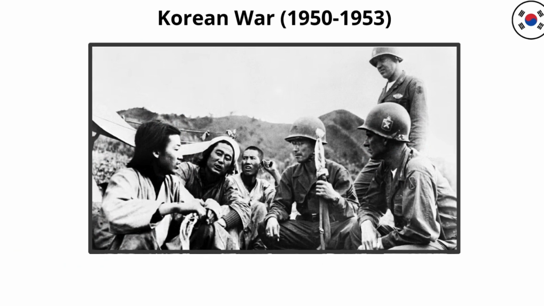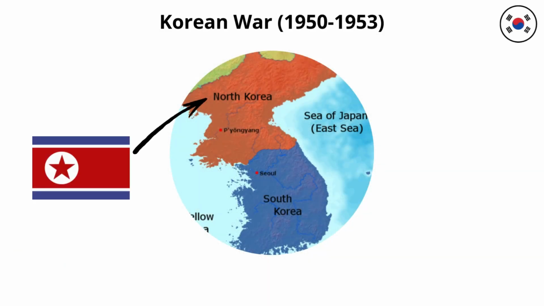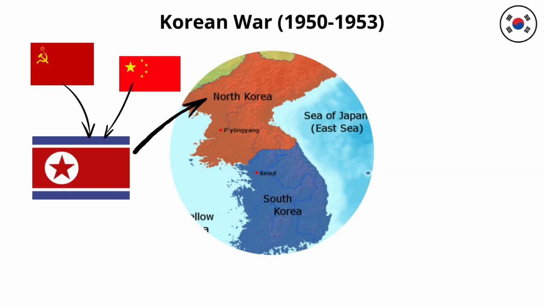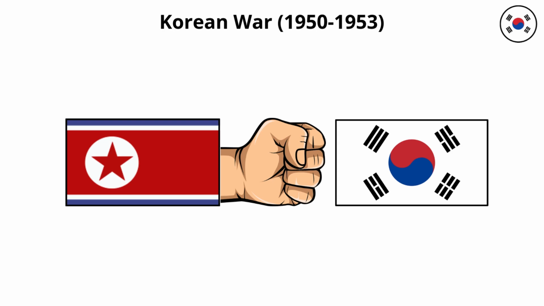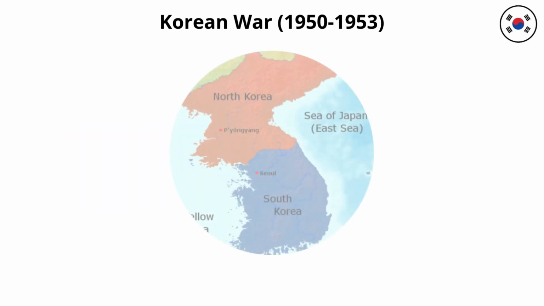Korean War. It took place on the Korean Peninsula between North Korea, supported by China and the Soviet Union, and South Korea, supported by the United Nations, primarily the United States. It started when North Korea invaded South Korea, aiming to unify the peninsula under communist rule.